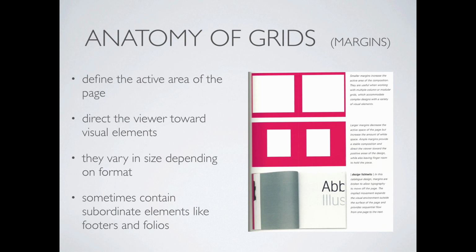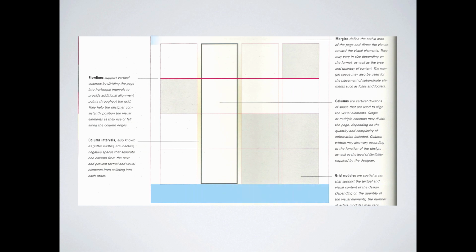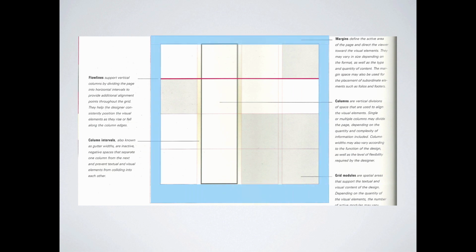These margins are about directing you toward what the important stuff is on the page. They vary in size depending on the format. Heck, for some things they don't even exist. Sometimes there are no margins at all. They sometimes contain the subordinate elements, which we'll talk about going forward. So in this graphic, which I'm going to keep repeating and showing, the area around the outside here is the margin on this particular page.